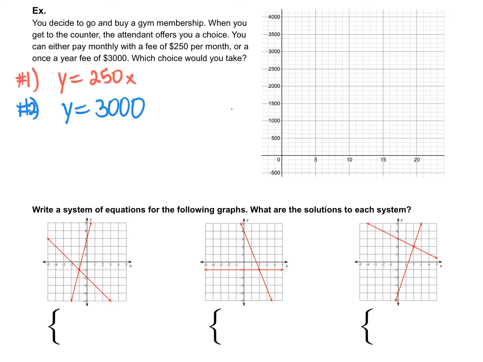So that y equals 3,000 is actually pretty easy to graph. It's just going to be a horizontal line at 3,000. All right, because that price never goes up, never goes down. Whether you have or use a membership for 1 month or 12, it's still $3,000. Now, if I want to go the $250 a month, all right, I could go up 250 over 1, up 250 over 2.